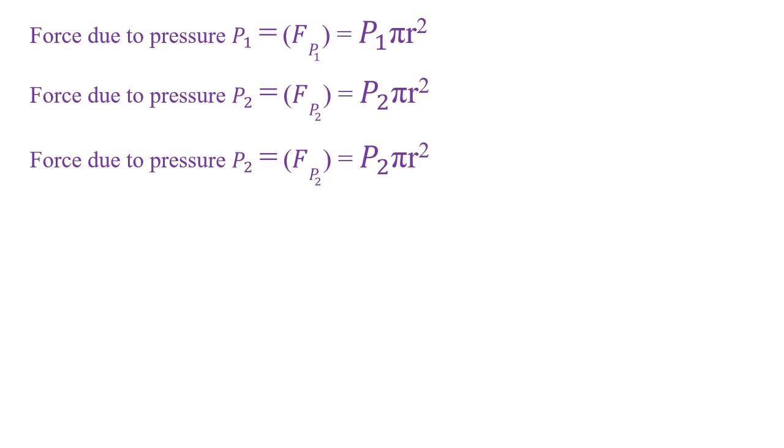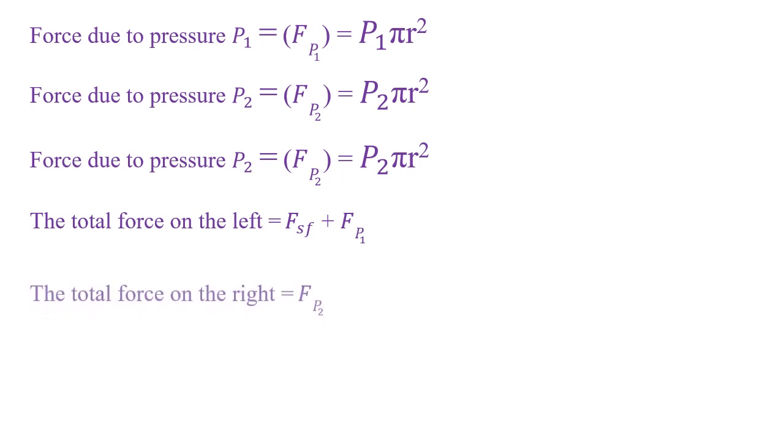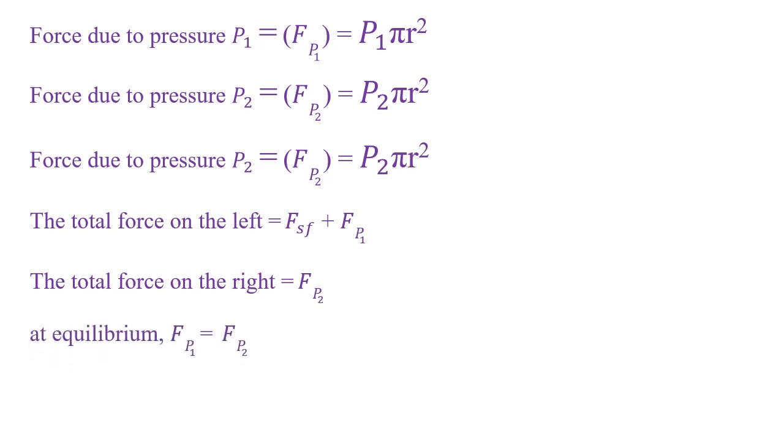Now, the total force on the left hand side of the bubble is given as F subscript SF plus F subscript P1. The total force on the right is given as F subscript P2, and at equilibrium, it is expected that force on the right should be the same as the force on the left. Then, excess pressure P is equal to P2 minus P1, which is given as 2 gamma over r.